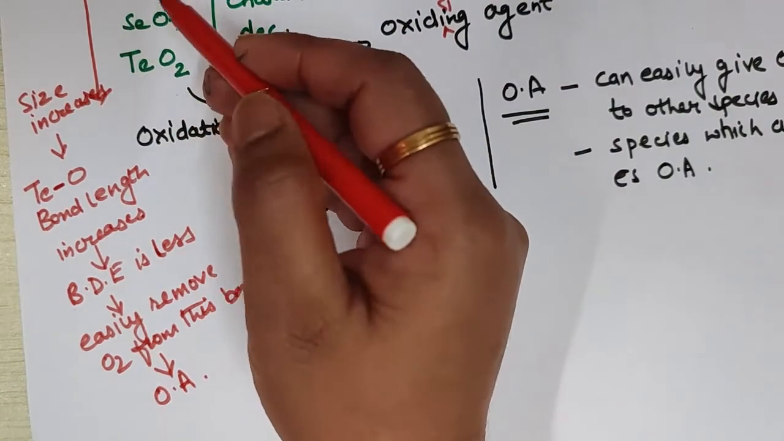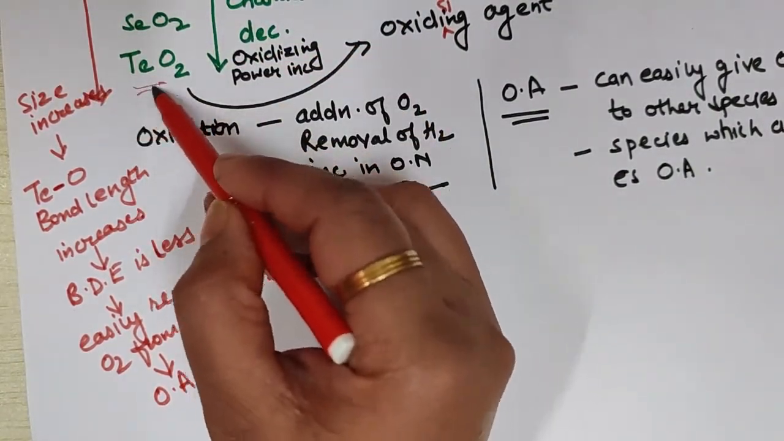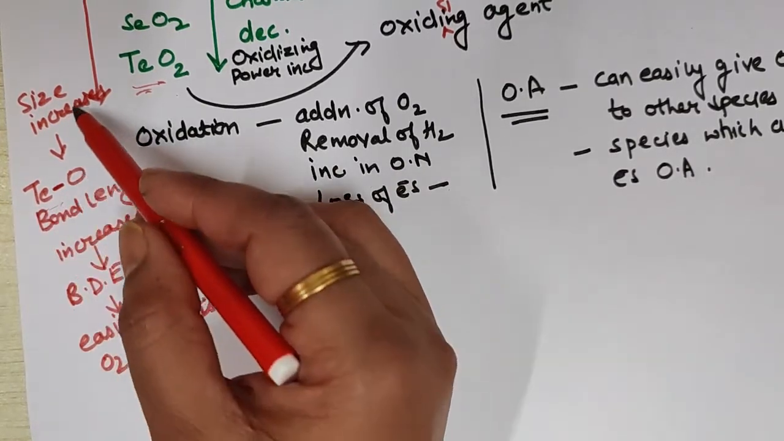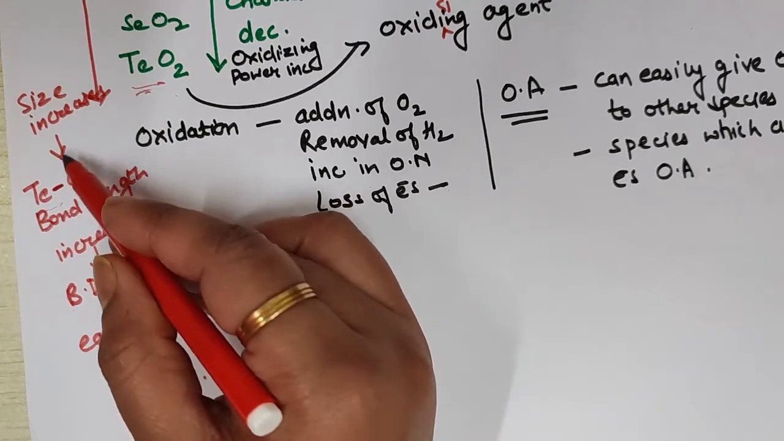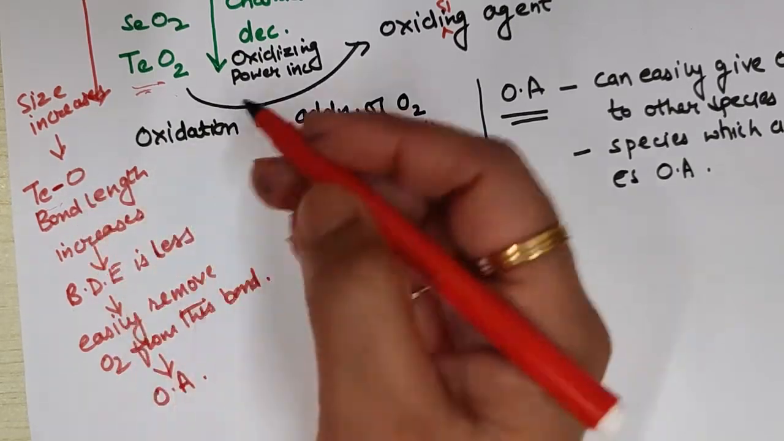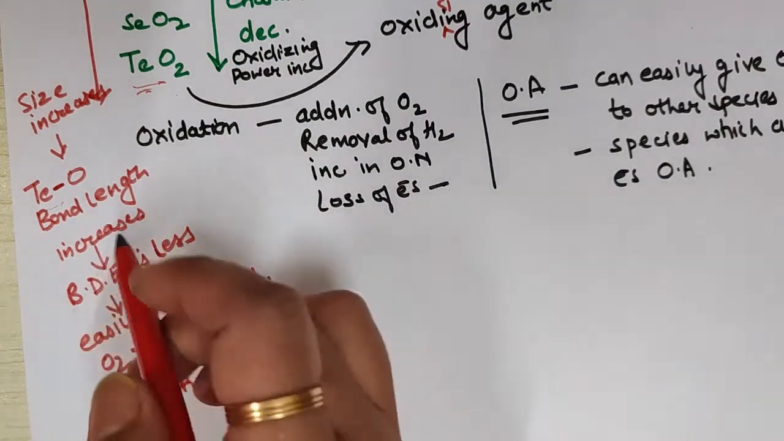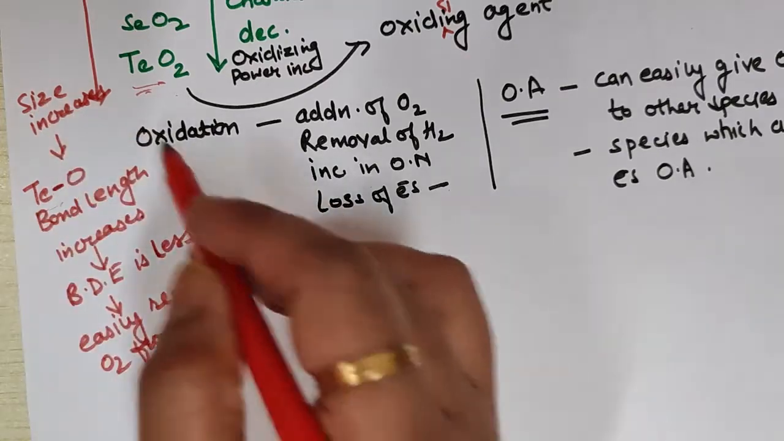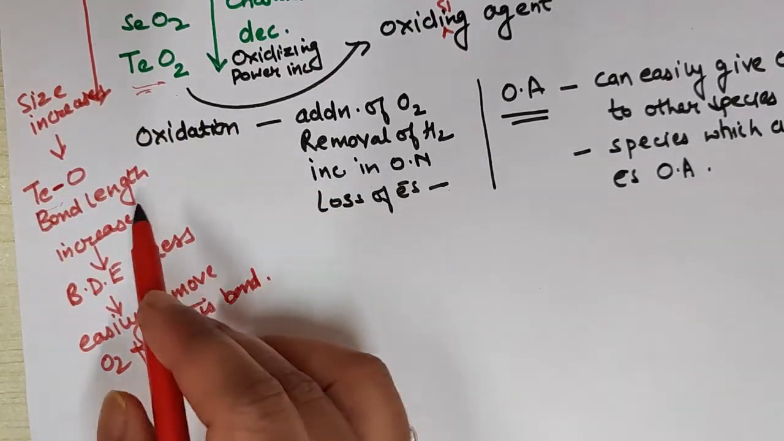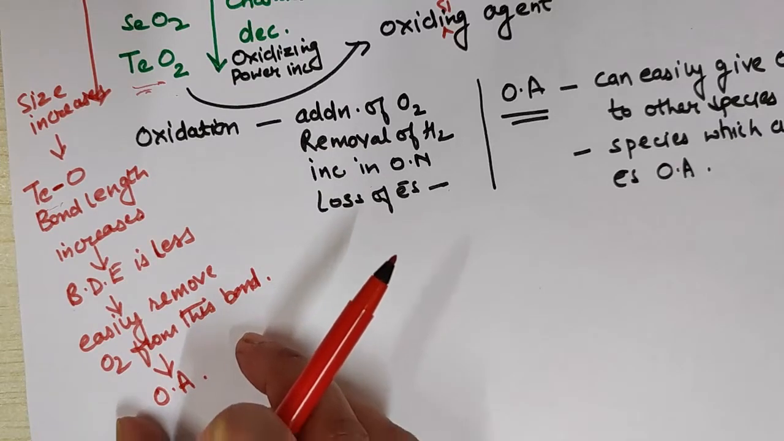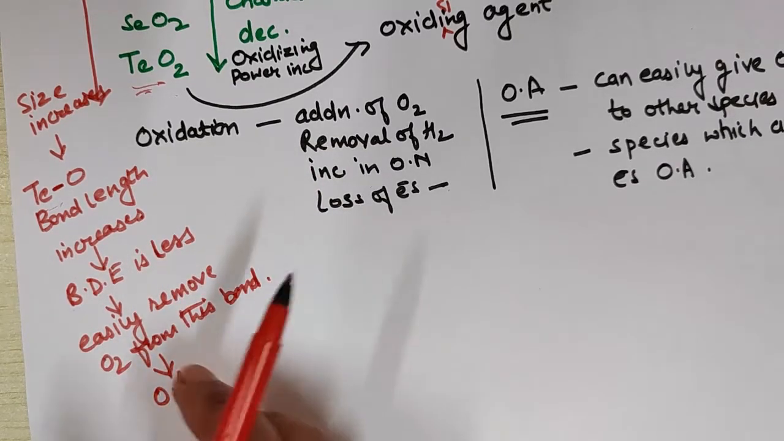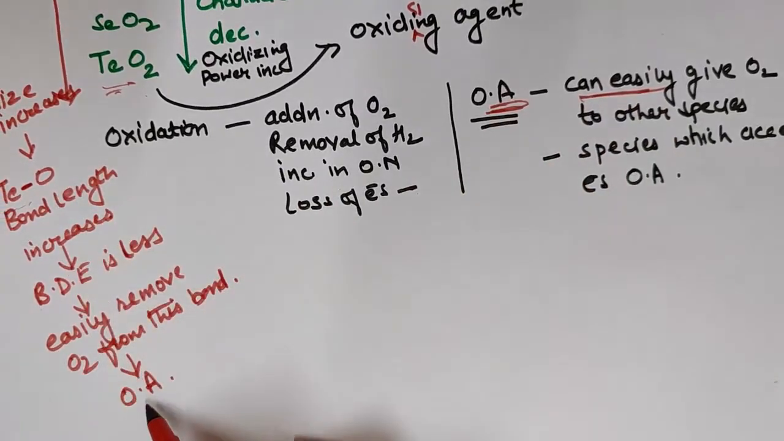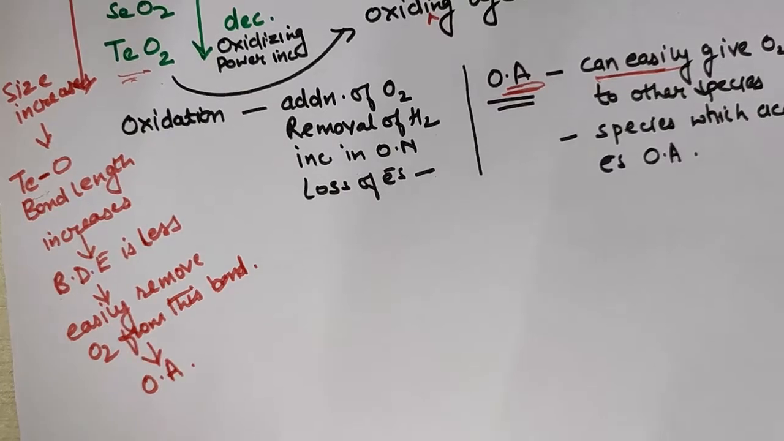Again I am repeating, as we move down, the size increases. The bond length will increase, and as a result the bond dissociation enthalpy will be less, and we can easily break this bond. When we can easily break this bond, removal of oxygen from this bond is very easy, and therefore this behaves as an oxidizing agent, because the one which can easily give oxygen is the oxidizing agent.